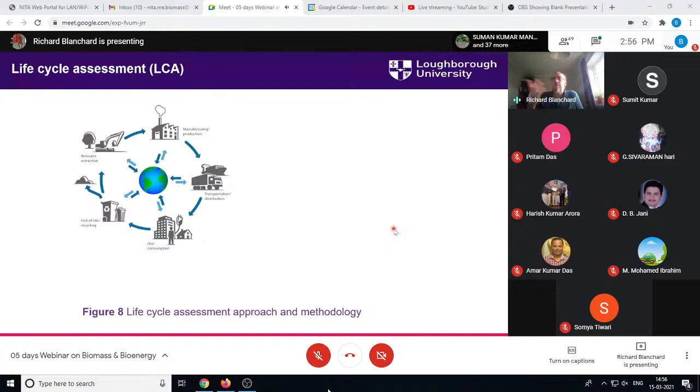So we have a typical model to show a manufacturing process.